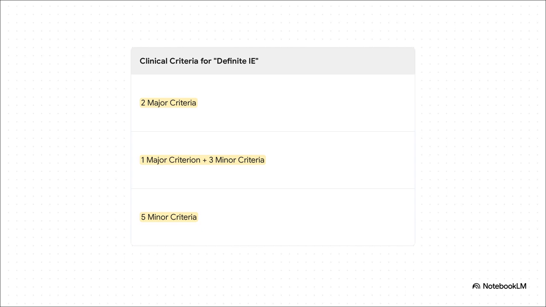To make a definite diagnosis of IE, you need to hit one of 3 combinations. You either need 2 major criteria, boom, you're done, or you can have 1 major criterion plus 3 of those minor ones, or if you don't have a major one, you can get there with 5 minor criteria. Hit any one of those thresholds and you can confidently make the call.